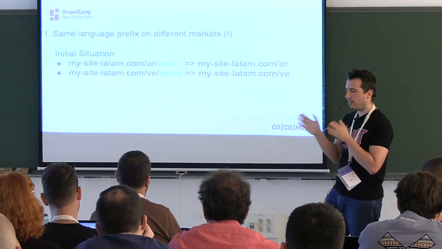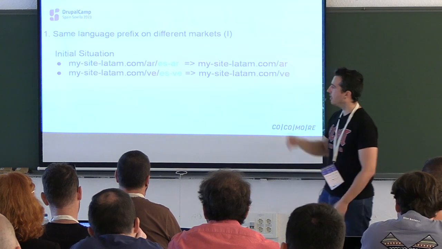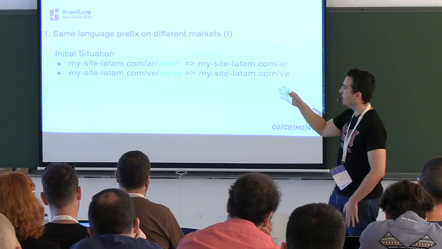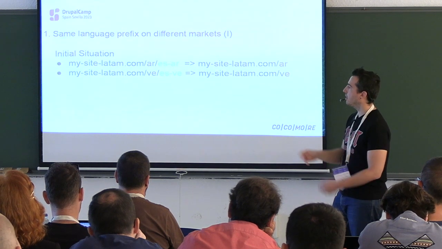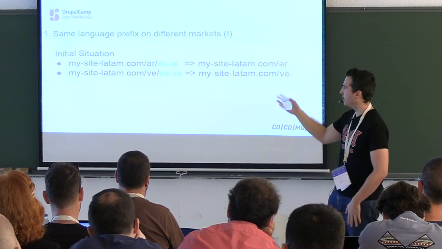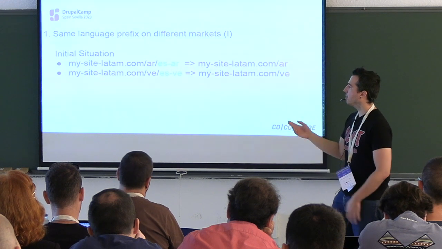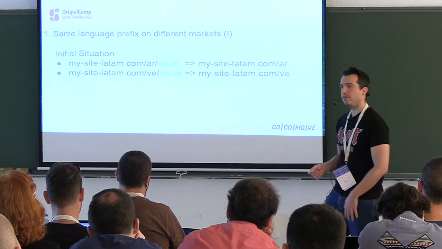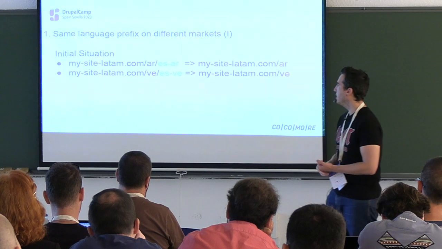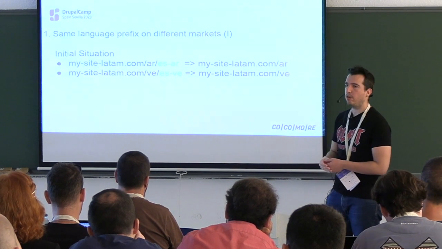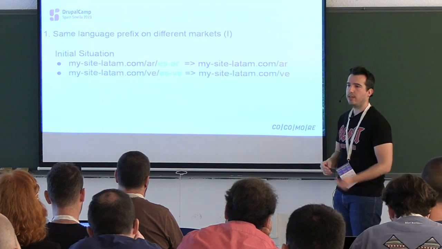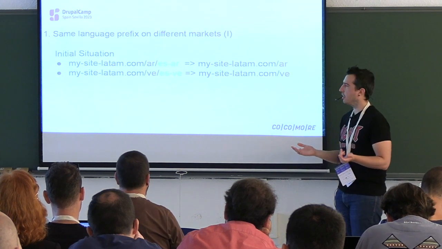for instance, let's imagine this scenario. Again, the site of Latin America, we have Argentina, we have Venezuela. For Argentina, we have one language, which is the localized version of Spanish, ESAR. And for Venezuela, we have the same. We have the localized version of Spanish for Venezuela. But we don't want to have the language on the URL. We only want to have the country prefix. But how can you define that?